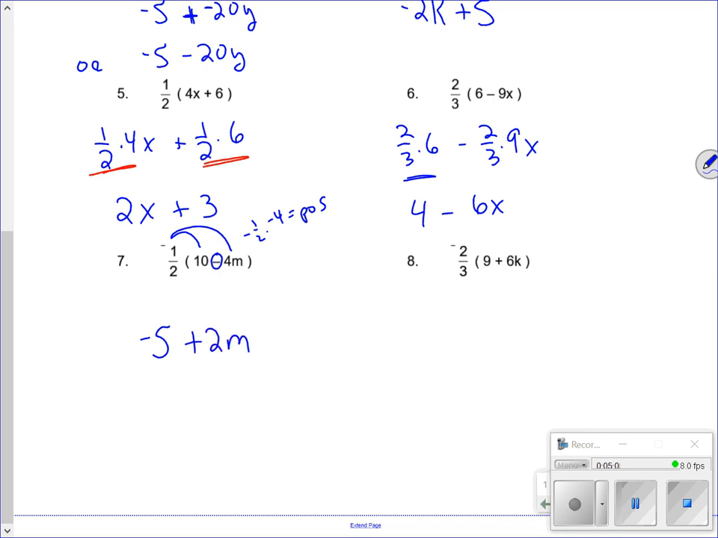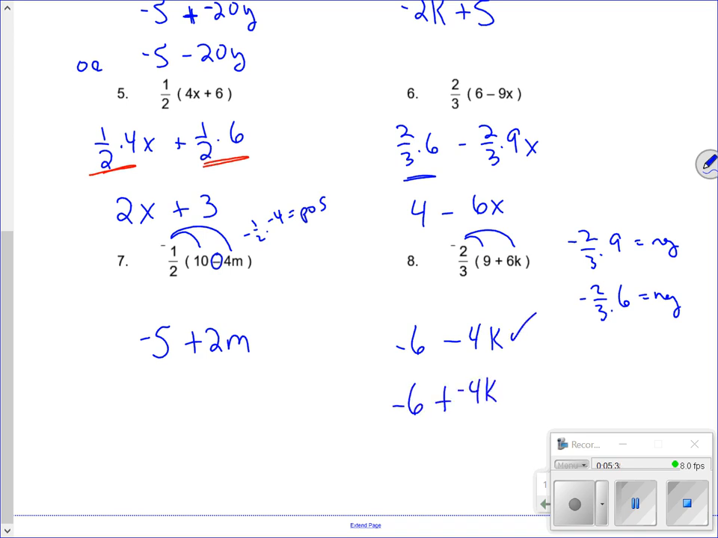Okay, -5 plus 2m. On the next one, -2/3 times 9. You can pick up your calculator if you need to do -2/3 times 9. That's -6. And -2/3 times 6. Again, you can use your calculator. This one ends up as negative -4. Okay. I know there's 2 or 3 of you who like to leave this answer as a plus -4k. That's right. It's also okay if you have -4.